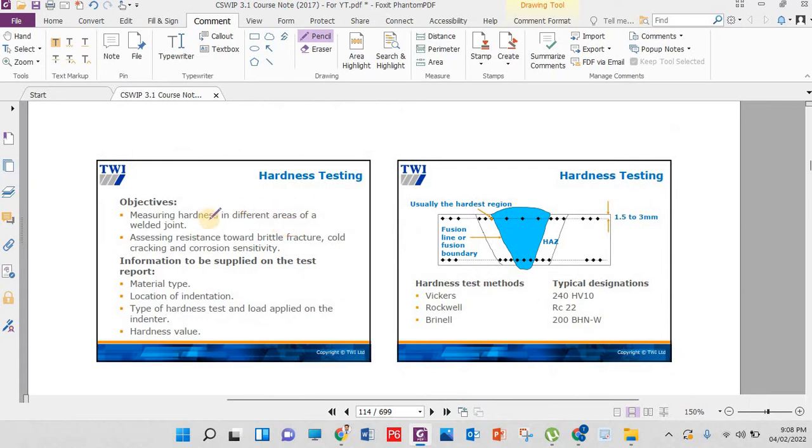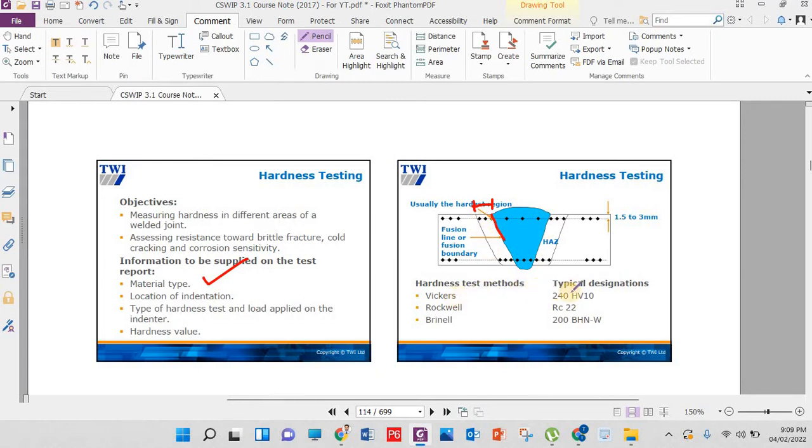In hardness testing, we have to check the material type, the location of indentations where we are trying to test, the specimen, etc. You don't need to worry about it, you just remember these things. Usually the hardness region is here: this is the original weld, and this is the HAZ area, the heat affected zone. If you don't know it, go back to the previous lecture. I will mention the link in the comment box as well. You can also watch it. In the HAZ, at the boundary of the welding, the hardness could occur.